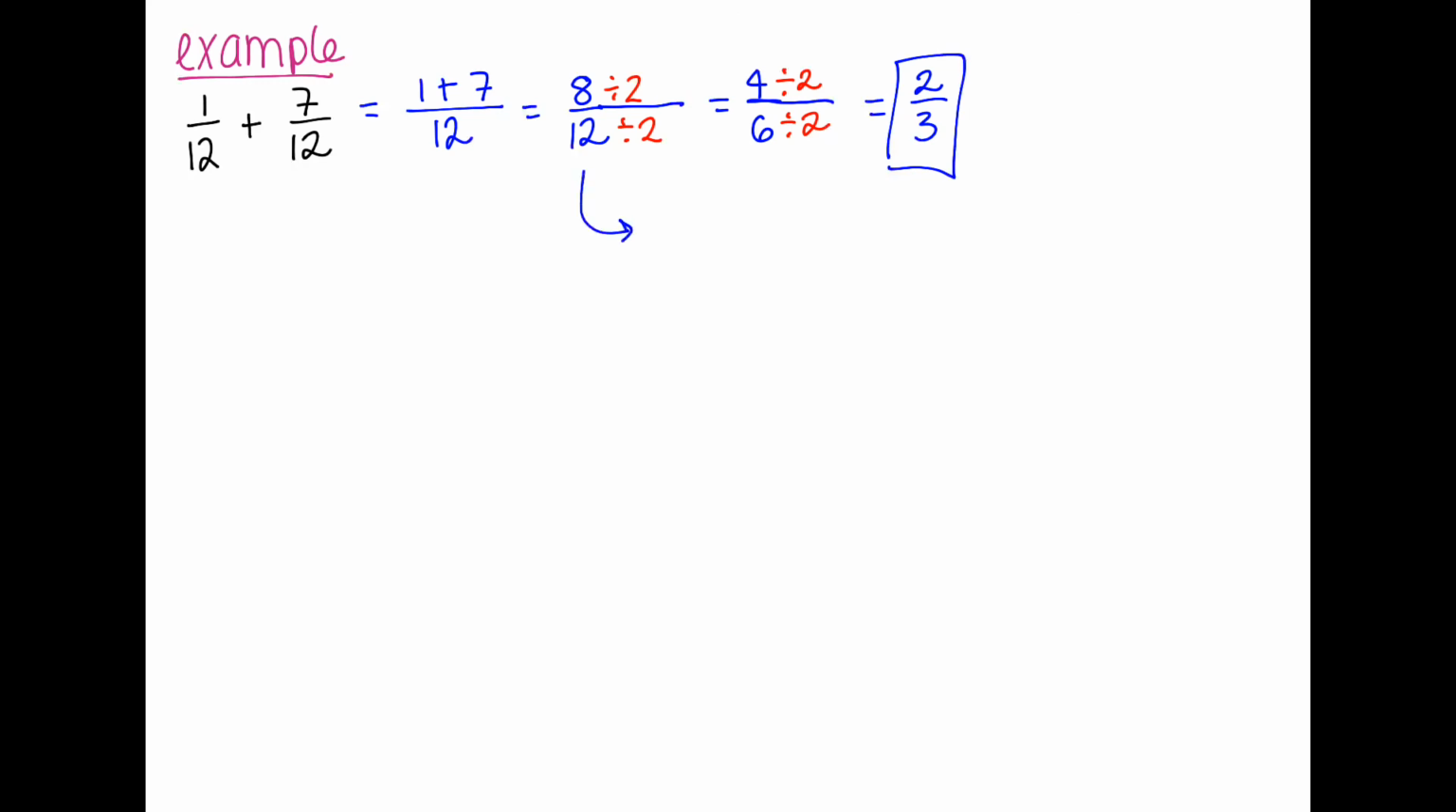Now, of course, you could have at this step noticed that these numbers are both divisible by 4, and you would have had a much faster go at things. So 8 divided by 4 is 2, 12 divided by 4 is 3, and you're going to get to that answer in one step. But either way, when your denominators are the same and you're adding fractions or subtracting them, you just add or subtract the numerators.